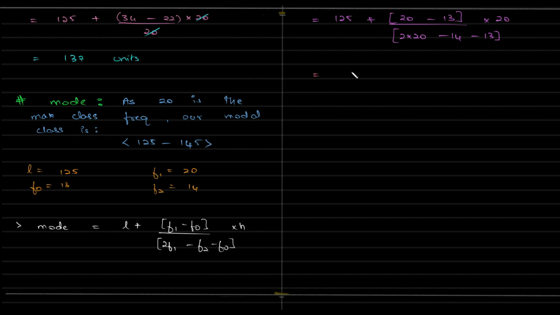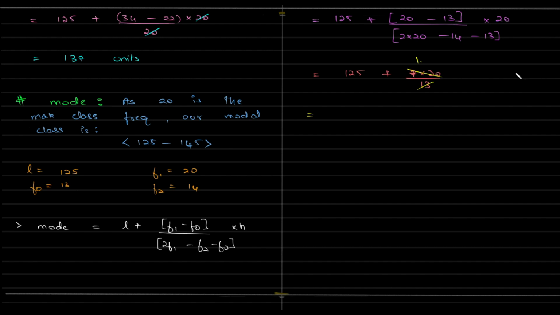So this is just a matter of calculating 125 plus 7 into 20 divided by 40, minus 13. Sorry, 13. So 140 divided by 13 is quite simple.